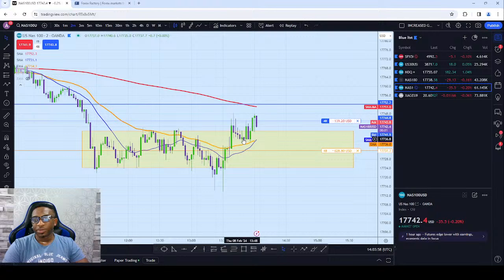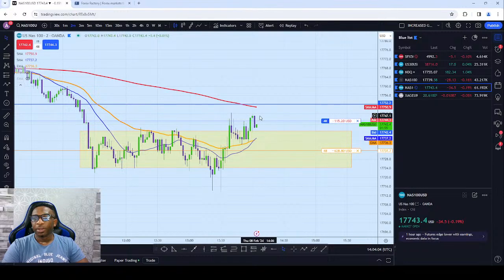Yeah, it is in a small pullback, so we just hope it turns round and pushes up above our entry.